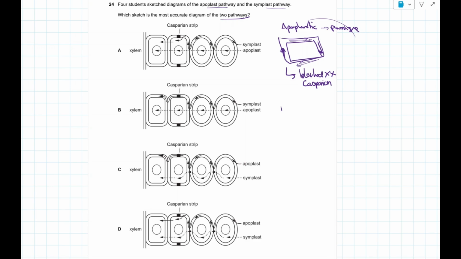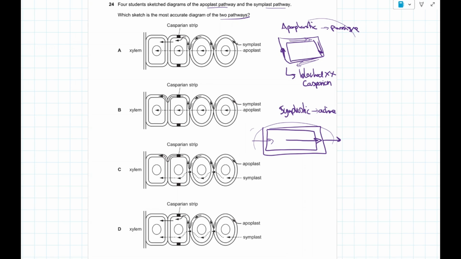And now we have the symplastic pathway, where the water moves actually inside the cell by osmosis through the vacuoles. And this pathway is active and it has more resistance. And water goes down the water potential gradient. Now let's see the suggestions that we have here.